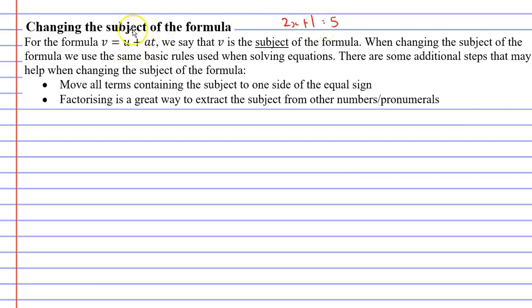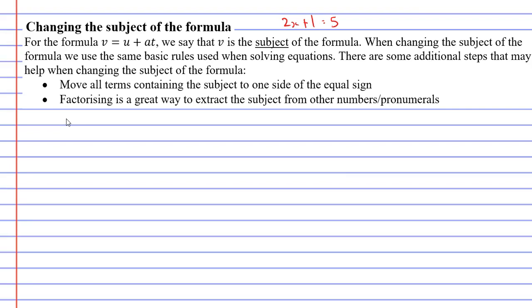When we look at our formula v equals u plus at, we have 2 expressions, v and u plus at, that are separated by an equal sign. So what makes formulas stand apart from equations? Well, formulas are used for specific purposes. This particular formula is a formula used in physics to calculate velocity.